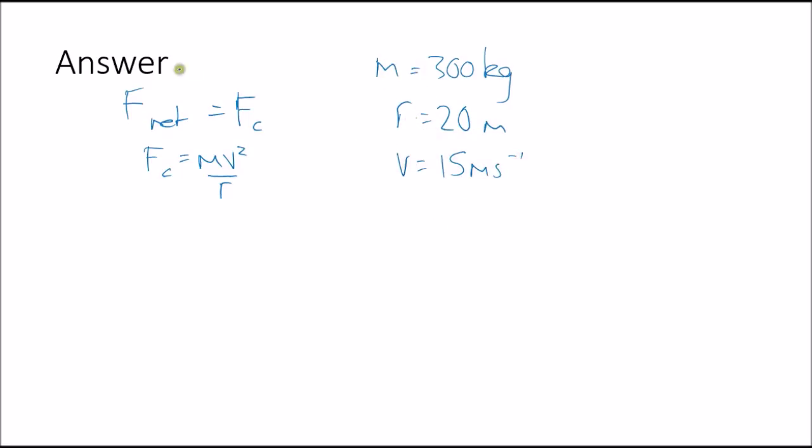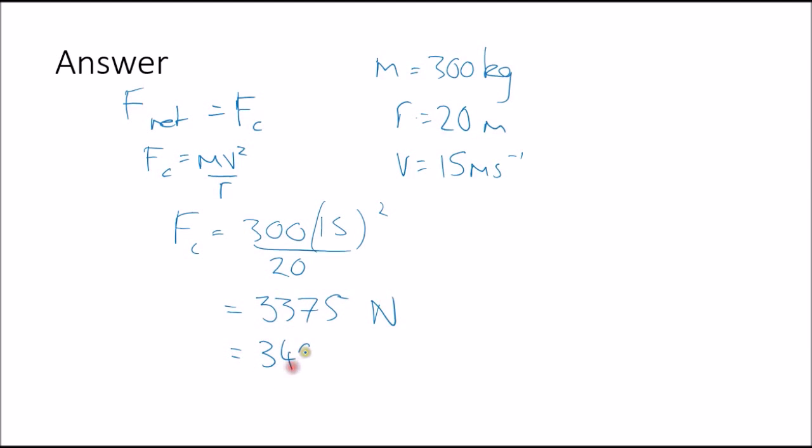Now when you've got m, r and v, pretty much the one thing you can calculate from all those pieces of information is the centripetal force. So in any event we end up at this equation. Fc equals 300 times 15 squared over 20, and again going for the calculator, what I get is 3375 newtons. Thinking about significant figures here, that is going to be 3400 newtons to two significant figures.